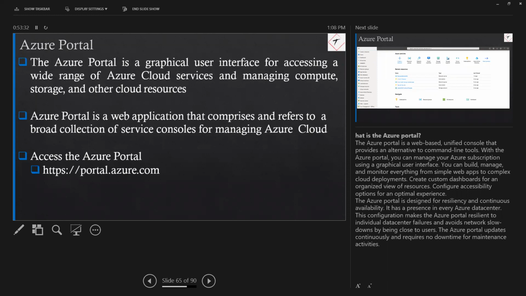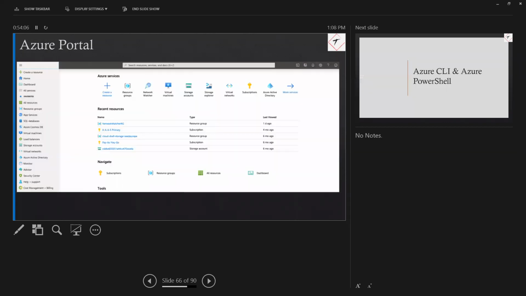Azure Portal is designed for resiliency and continuous availability. It has presence in every Azure data center. This configuration makes Azure Portal resilient to individual data center failures and avoids network slowdowns by being close to users. Azure Portal updates continuously and requires no downtime for maintenance activity. So the link for Azure Portal is portal.azure.com. This is how the Azure portal looks like.